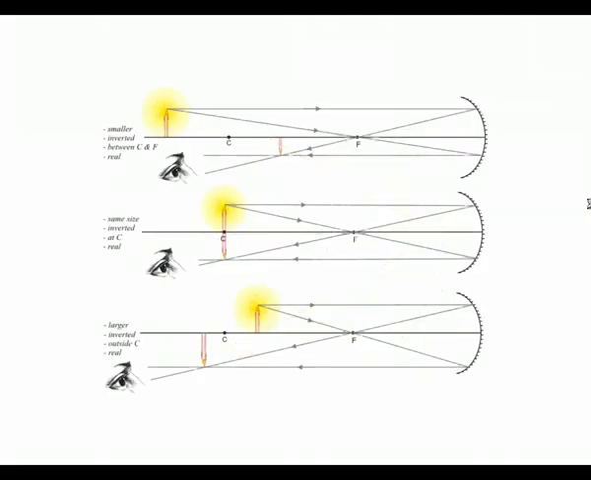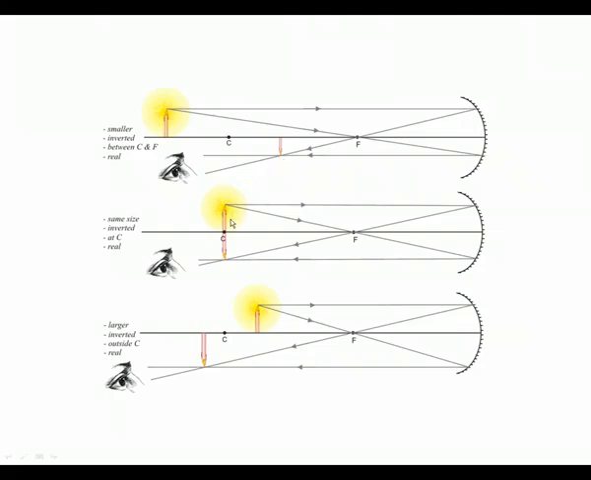In order for us to locate an image, we need to follow at least two light rays from our particular source. If we look at the upper diagram, we see that our candle is outside of C, and we can follow our two light rays. Our first light ray is in parallel, out through F, and our second light ray is in through F, out parallel, and we can see that they actually cross right here. This is where the image is formed, and we can see that it'll be smaller, inverted, between C and F, and it's a real image because light is actually arriving at the image location.